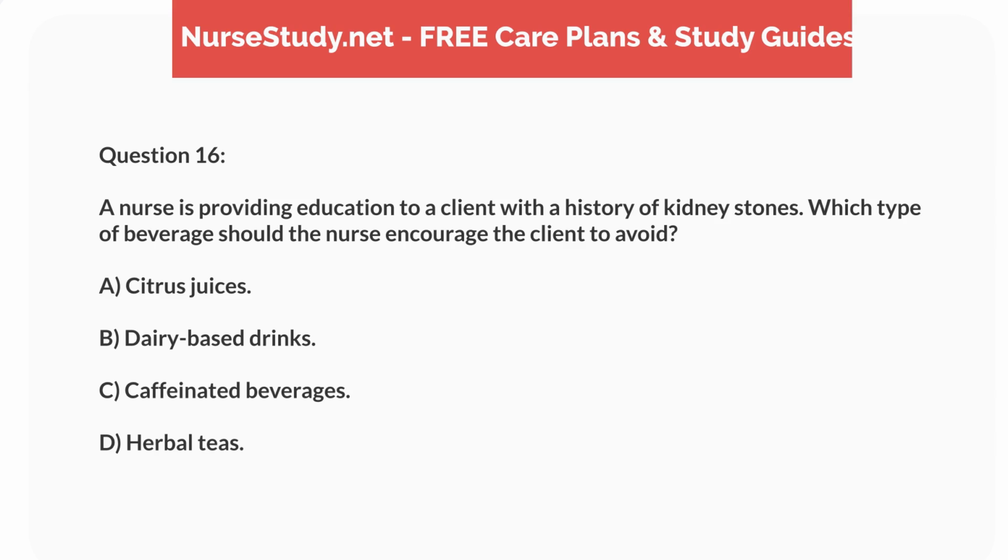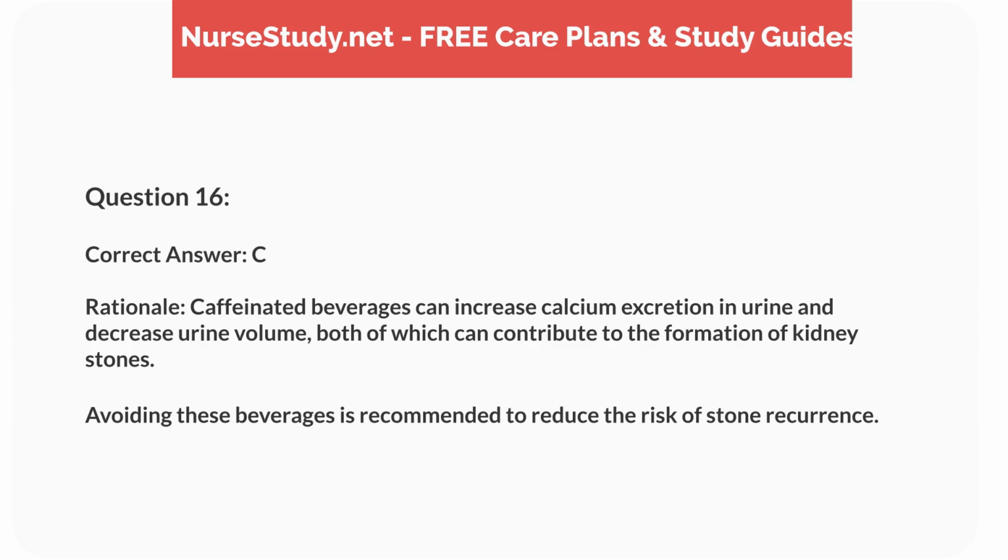Question 16. A nurse is providing education to a client with a history of kidney stones. Which type of beverage should the nurse encourage the client to avoid? A. Citrus juices. B. Dairy-based drinks. C. Caffeinated beverages. D. Herbal teas. Correct answer: C. Rationale: caffeinated beverages can increase calcium excretion in urine and decrease urine volume, both of which can contribute to the formation of kidney stones. Avoiding these beverages is recommended to reduce the risk of stone recurrence.